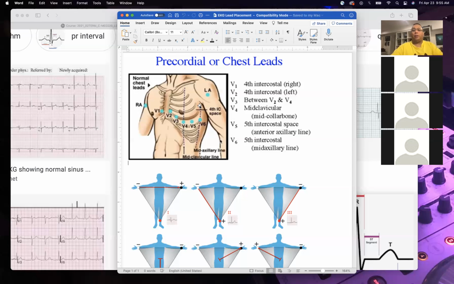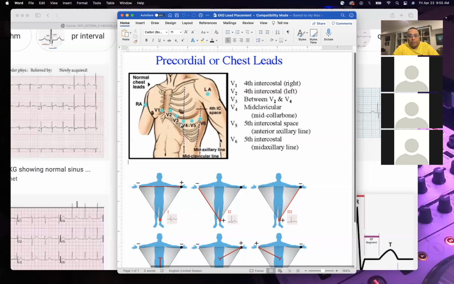Then you have your anterior axillary line. Your anterior axillary line, if you look at my webcam, is the crease right here in your armpit. And you have an imaginary line here, and that's your V5. And then all the way on your side, that's your mid-axillary line, and then you just follow the contour of your fifth intercostal space. So in recap, V1 and V2 are at the fourth intercostal space, V4, V5, V6 are at the fifth intercostal space, and V3 is in between V2 and V4, right? So that's all your chest leads.